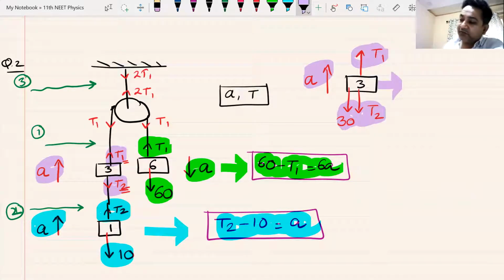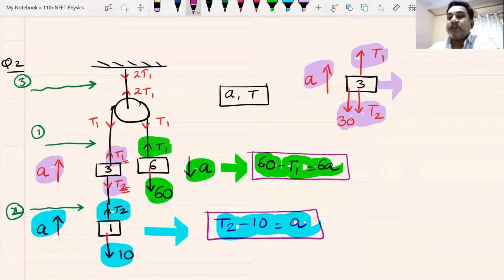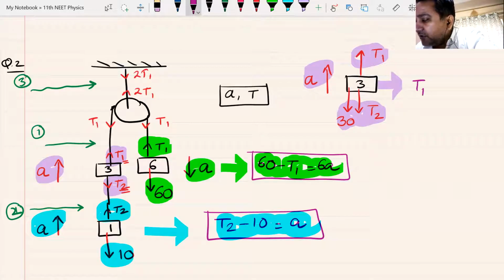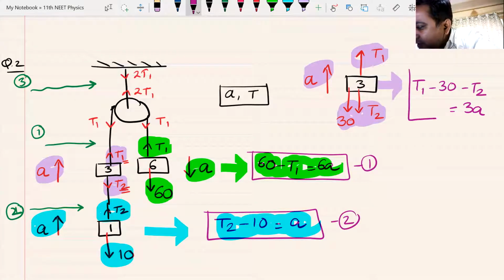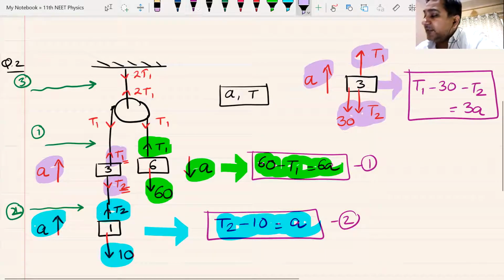What is the equation for this block? Anyone? T1 is upwards, 30 is downwards, T2 is downwards. The equation is T1 minus 30 minus T2 is equal to 3A. I can call this equation number 1, this equation number 2, and this one equation number 3.